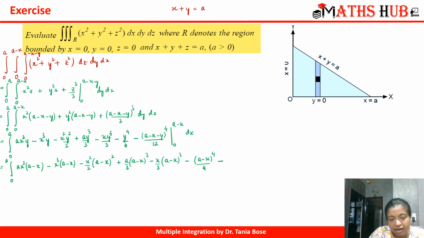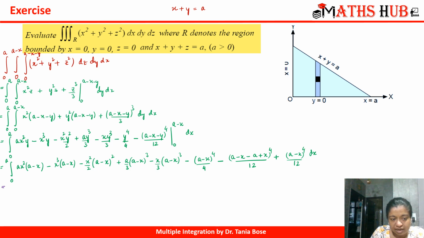Now when I put y equal to a minus x, the upper limit will become a minus x minus a plus x to the power 4 divided by 12, and the lower limit will become simply a minus x to the power 4 by 12, right? I hope you got this term. And now we will integrate it with respect to x. Now when I integrate it with respect to x, what am I supposed to get, right?